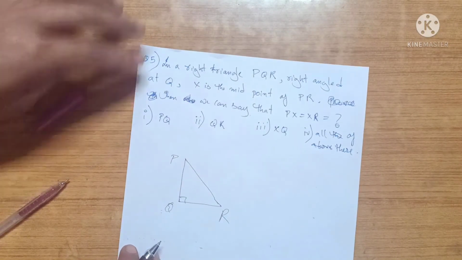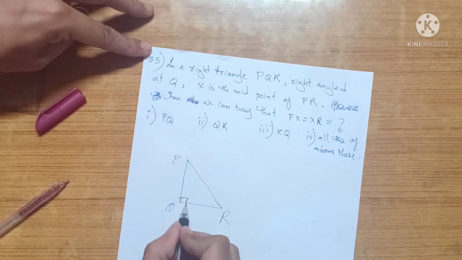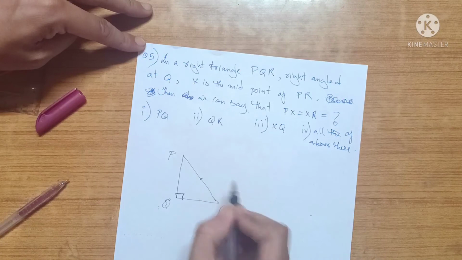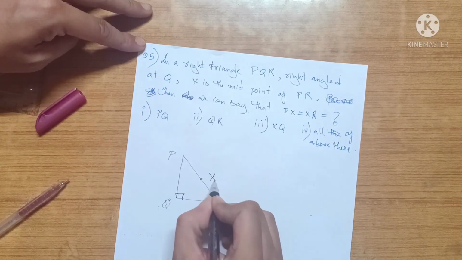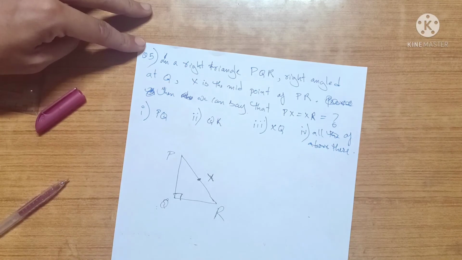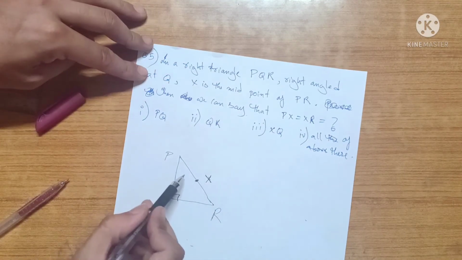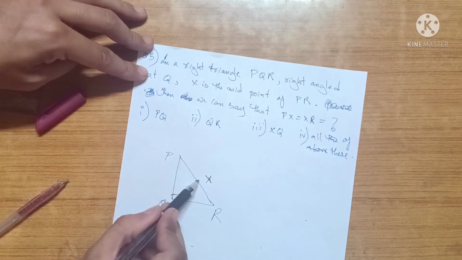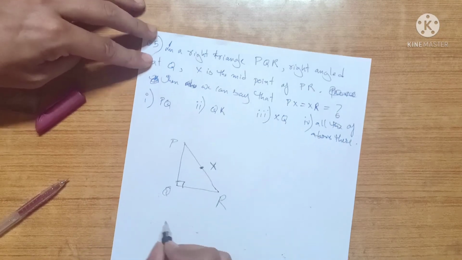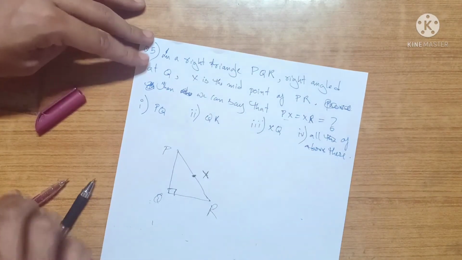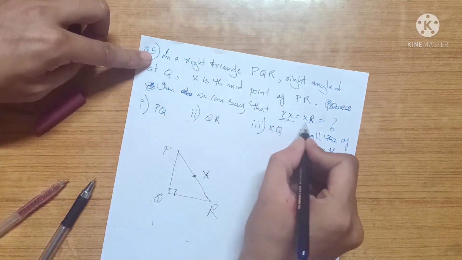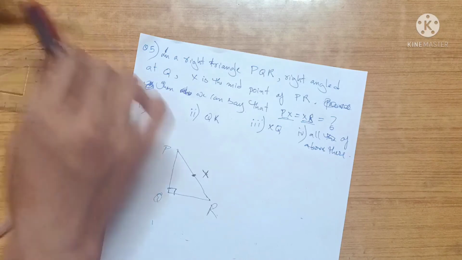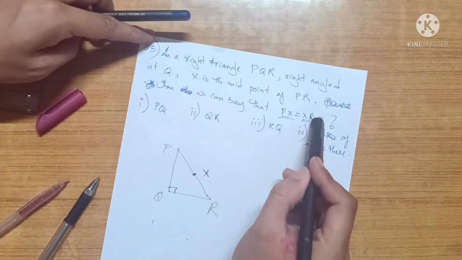PQR, right angled at Q. X is a midpoint on PR. So what do you understand by midpoint? Midpoint means the middle point of PR. So if PR is 10 centimeter, X will be in such a place that PX is 5 and XR is 5. Which means PX is equal to XR. This is confirmed, right? PX and XR are the same because X is the midpoint. That much we know. They're asking us PX is equal to XR is equal to what?